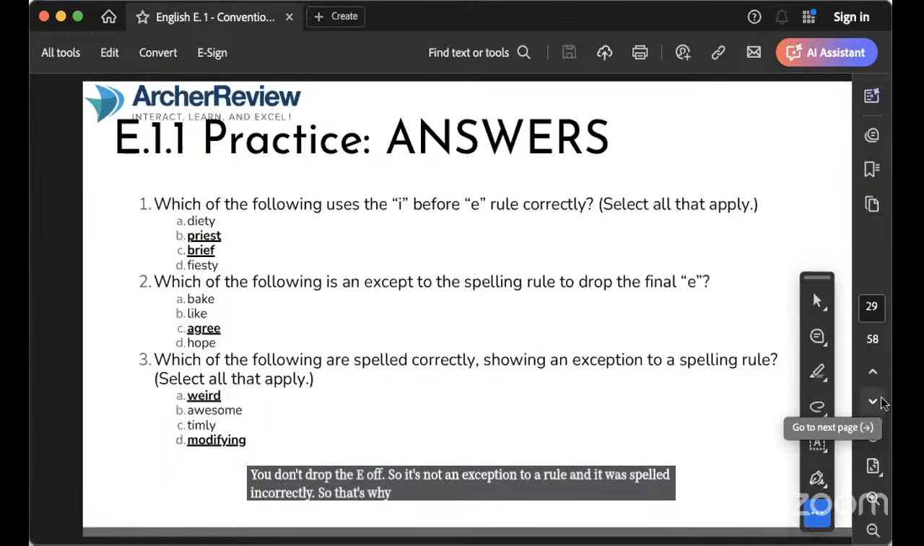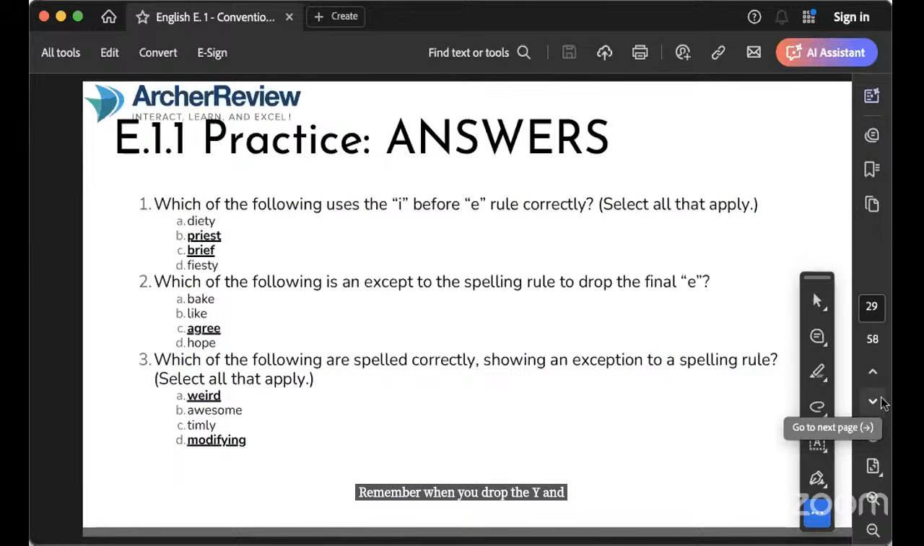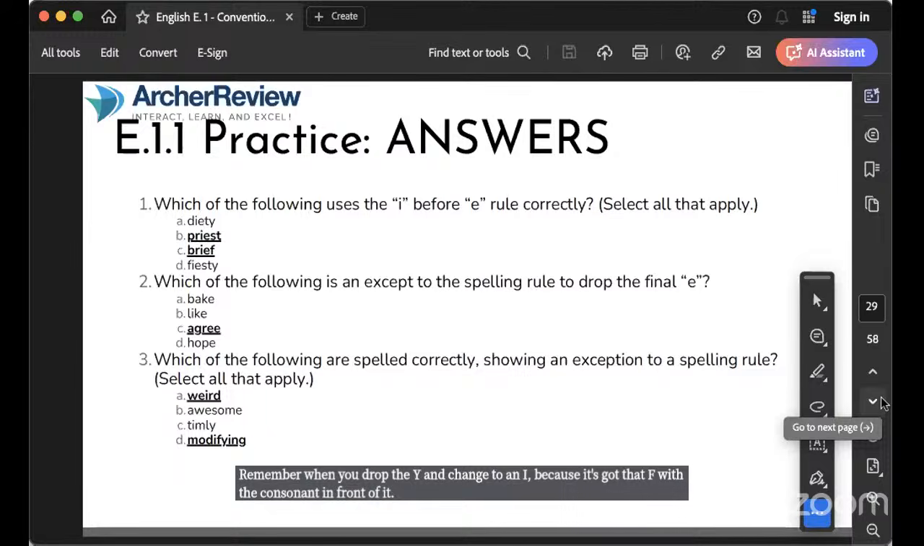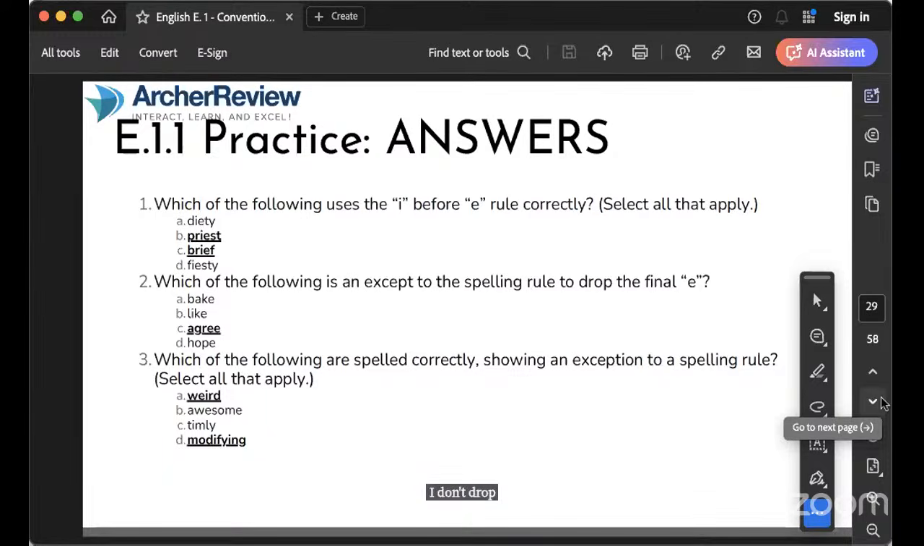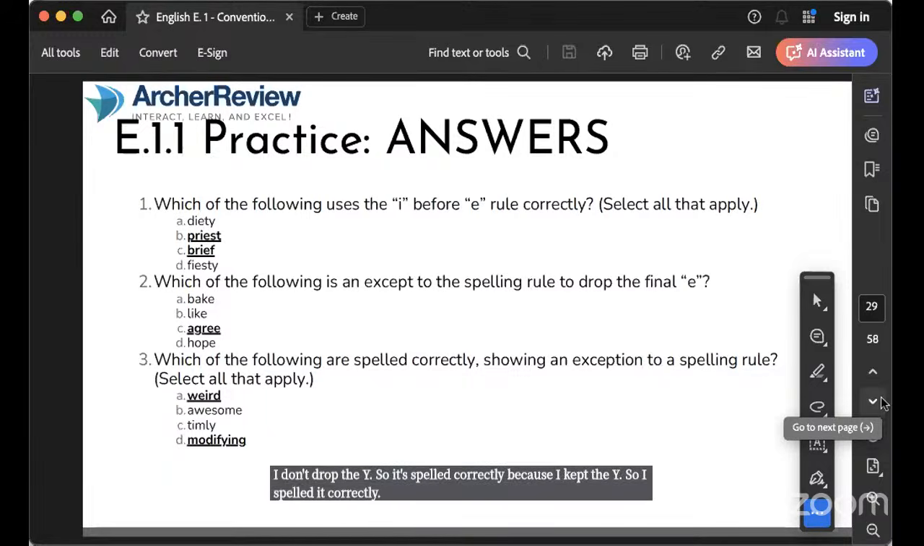Modifying, remember when you drop the Y and change to an I, because it's got that consonant in front of it? Technically I should drop that Y and change it to an I, but because I'm adding the suffix ing to it, I don't drop the Y. So it's spelled correctly because I kept the Y. And it's an exception to the drop the Y rule.